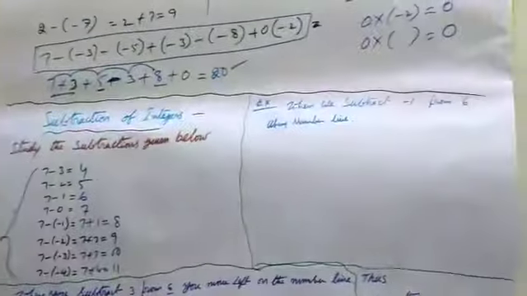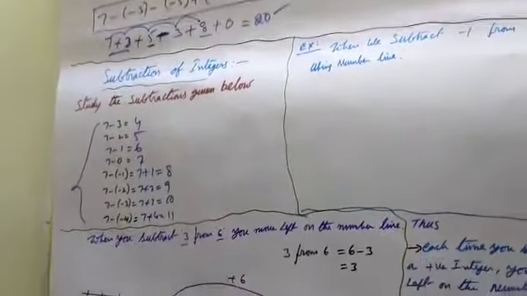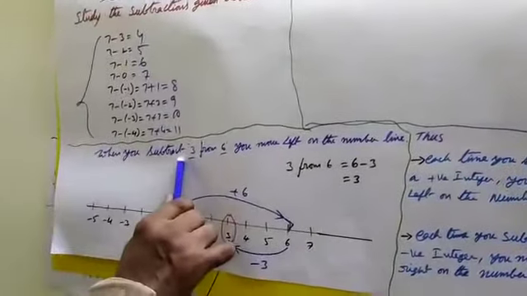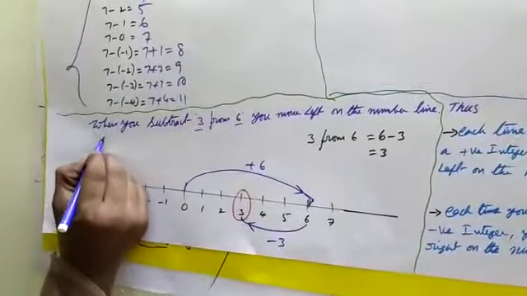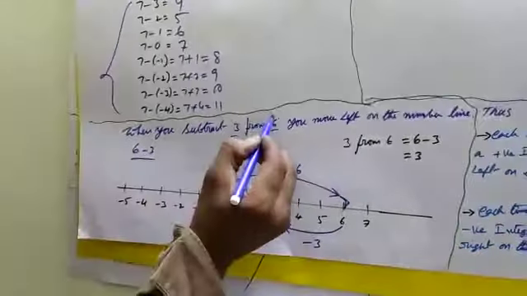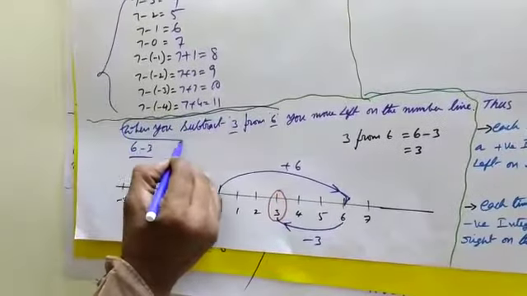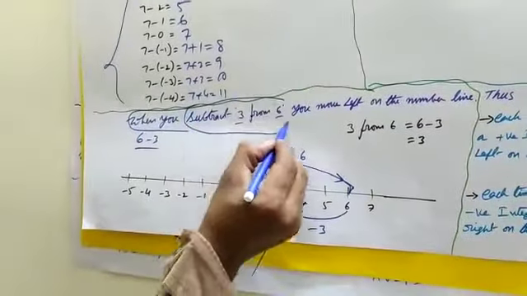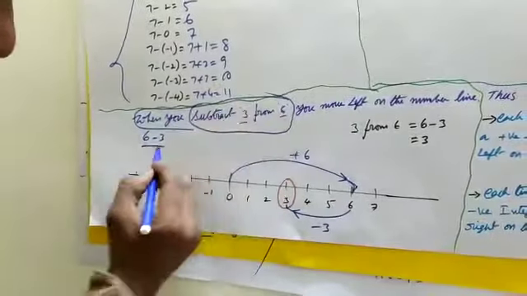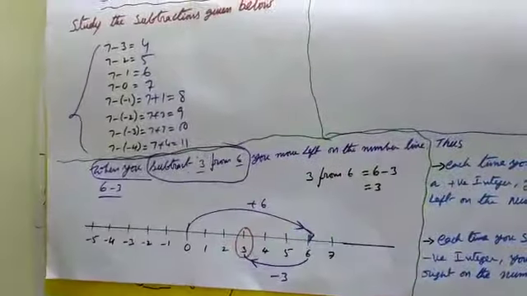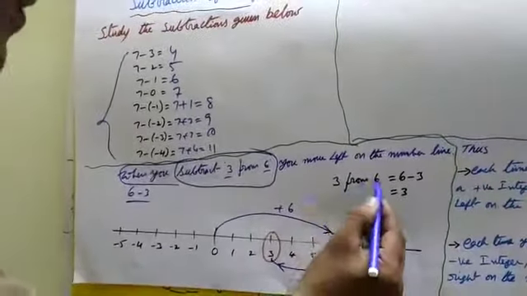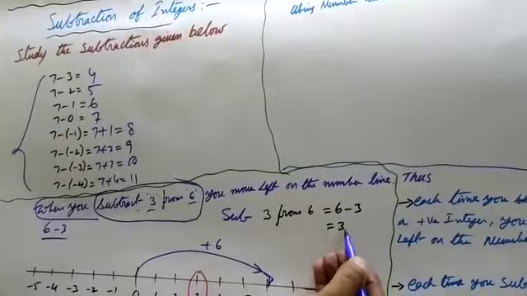Next, go to when you subtract 3 from 6. What is the meaning of when you subtract 3 from 6? Like 6 minus 3, this is the meaning. Subtract 3 from 6 means 6 minus 3. You move left on the number line, already well known to you. Subtract 3 from 6, that means 6 minus 3, that is equal to 3.